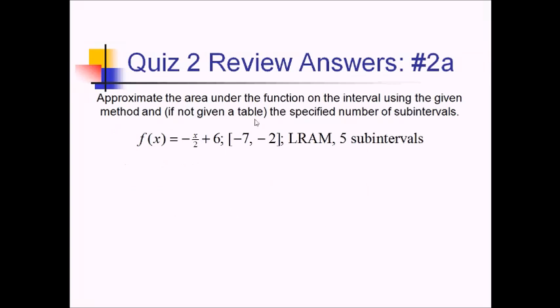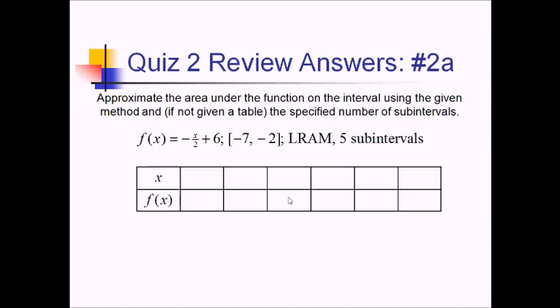For this problem, we're trying to approximate the area under the function negative x over 2 plus 6 over the interval from negative 7 to negative 2 using LRAM on 5 subintervals. Since they didn't give me a table, I'm going to create one to make my life a little easier. So we've got x and y values here. Now for the x values, we're starting at negative 7. And since I'm doing 5 subintervals to get from negative 7 to negative 2, I'm going to go by ones. So we've got negative 6, negative 5, negative 4, negative 3, and negative 2.